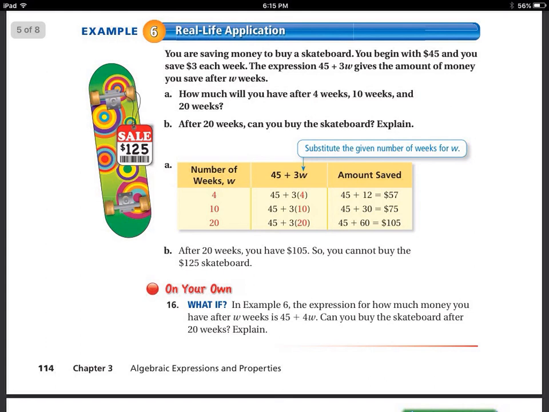So go ahead and take a look at this. Pause it if you need to kind of follow the process, but the story problems in this lesson will be pretty basic.